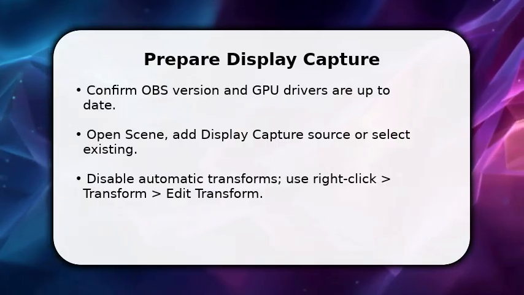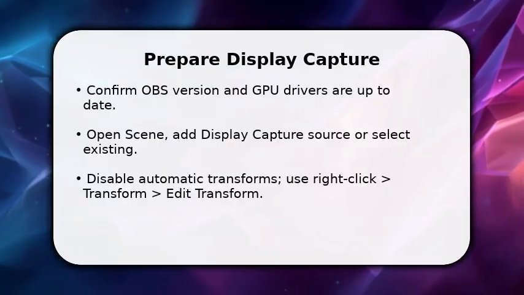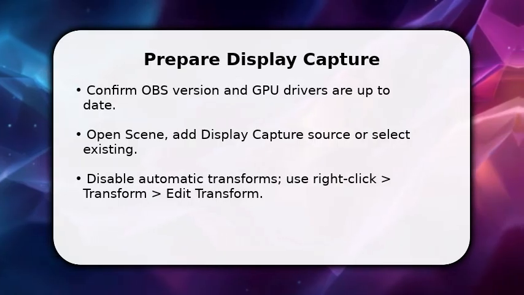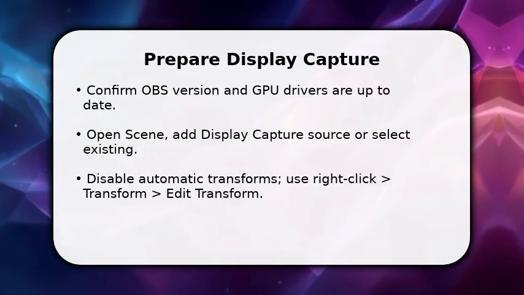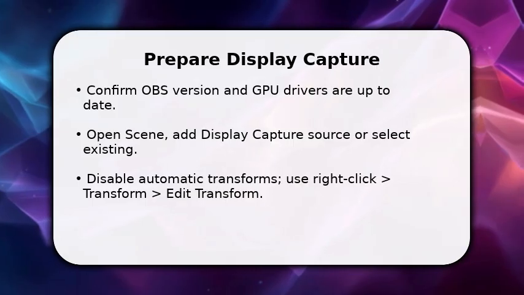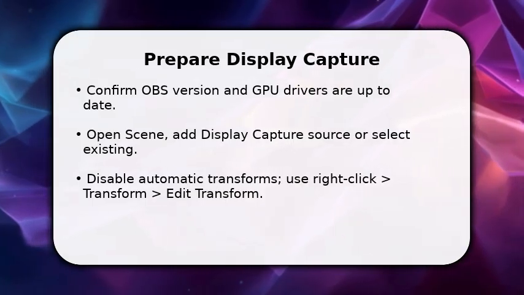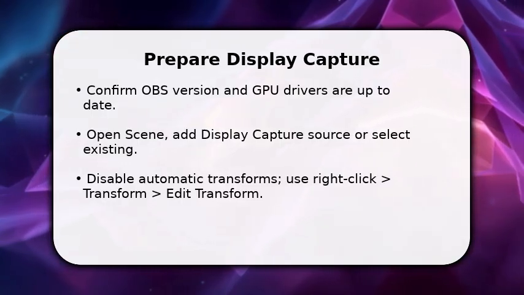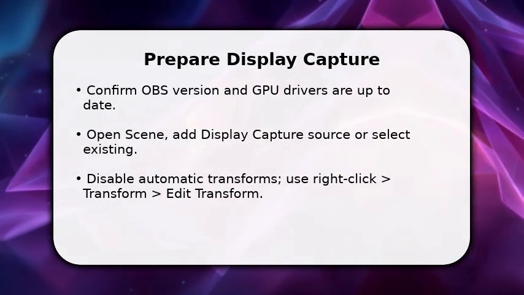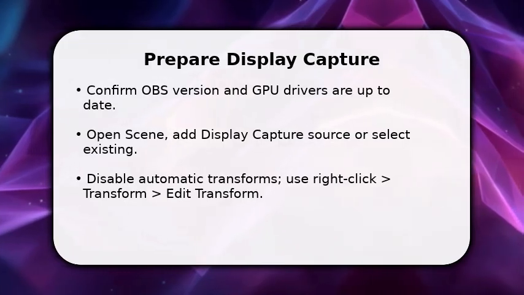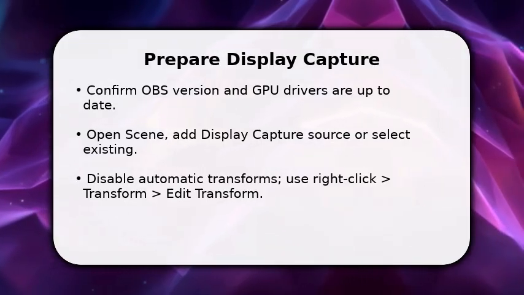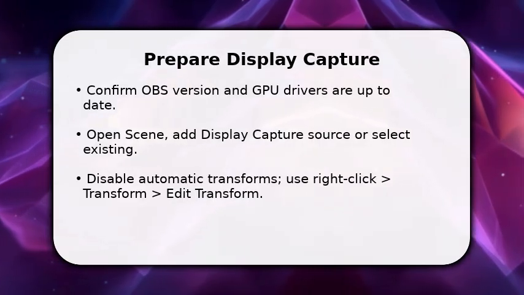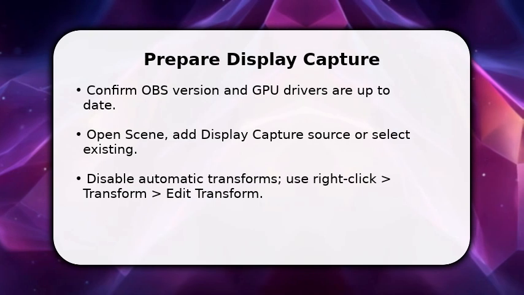You start by making sure OBS and your GPU drivers are updated, because rendering quirks often come from outdated software. Once done, open the scene with the mirrored display and add or select the display capture source. Next, right-click the source and choose Transform, then Edit Transform. This is where you'll control flipping and offsets. Make the initial change now so you can see live results. Doing this early prevents chasing the wrong settings later and makes troubleshooting faster.